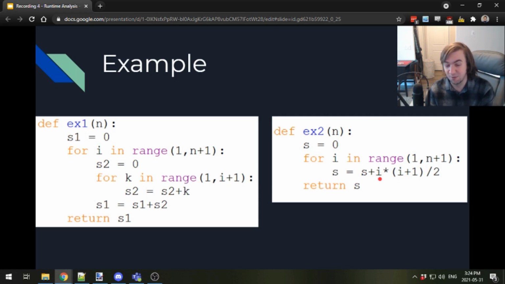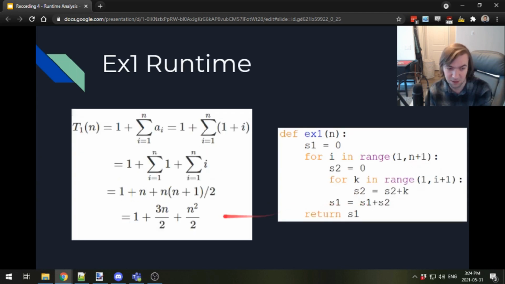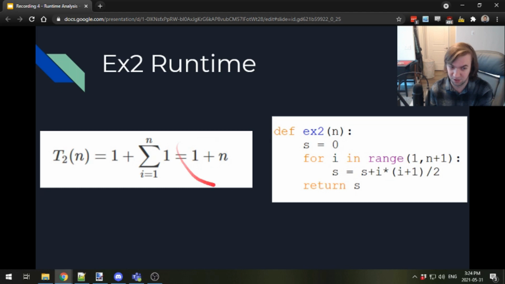And well, we know what the sum of numbers up to I is, right? It's I times I plus 1 over 2. So if we actually just put that formula in here, turns out these two pieces of code do the same thing, but do it in very different speeds, because n squared over 2, when n is a billion, that's pretty huge, considering this is just 1 plus n.